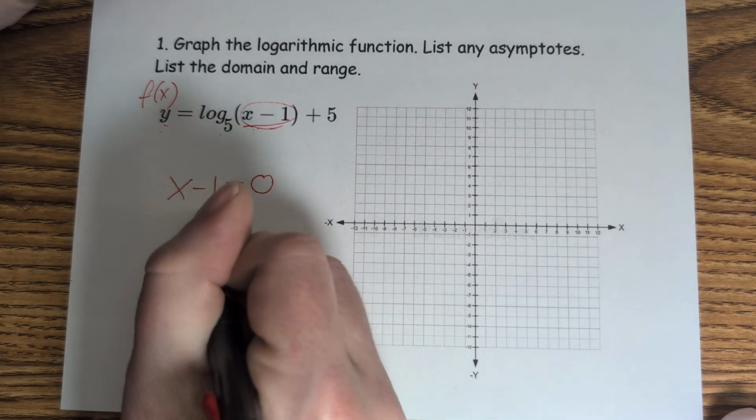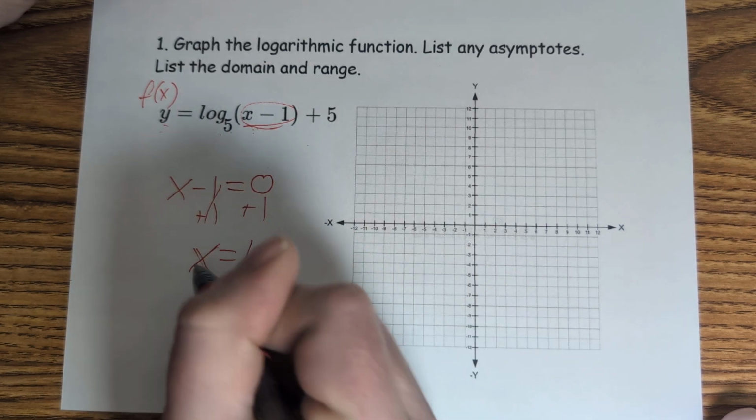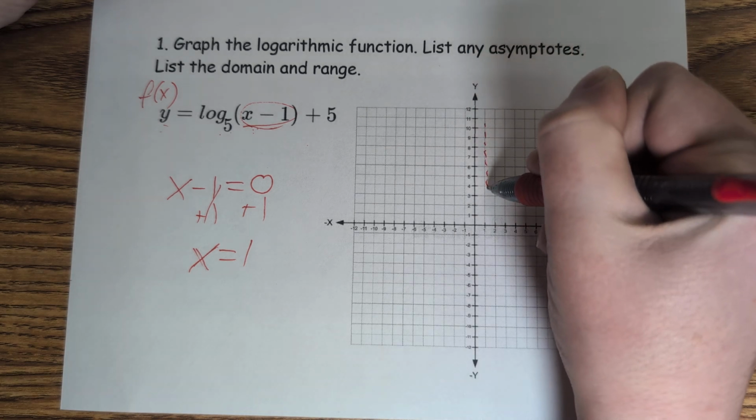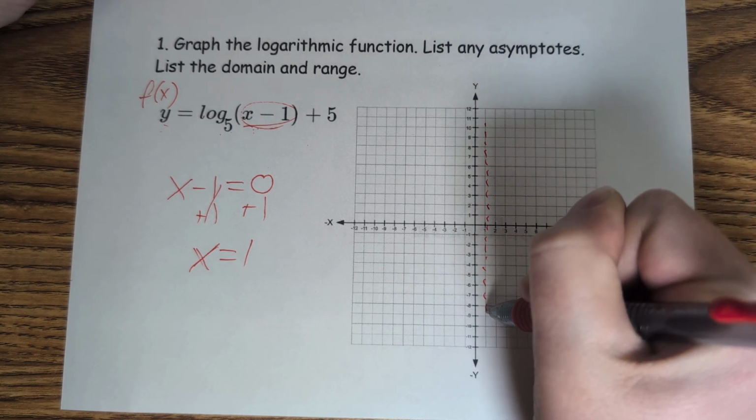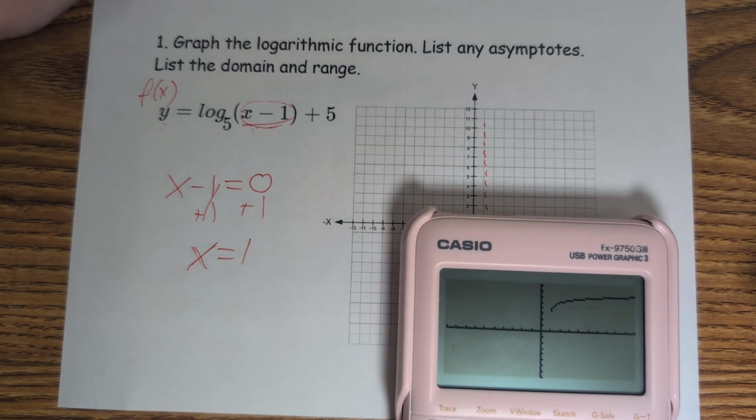So I solve for x. I get 1. Positive 1. That's where my asymptote is. And anything less than that, it's just not going to work. And I can see that on my graph.